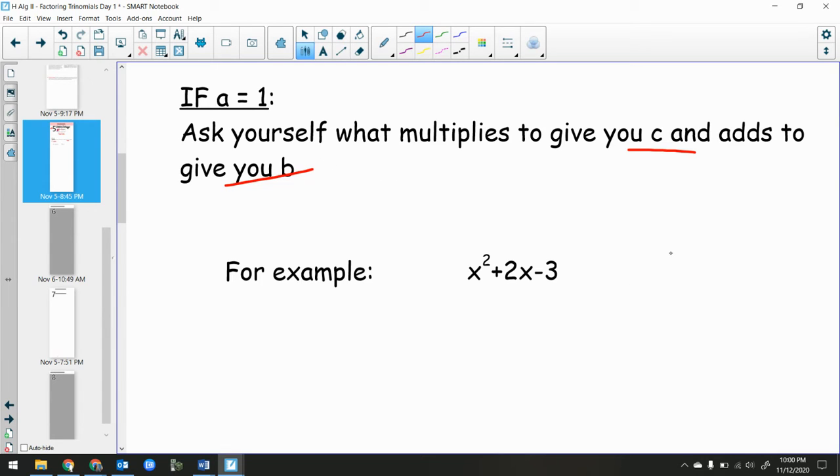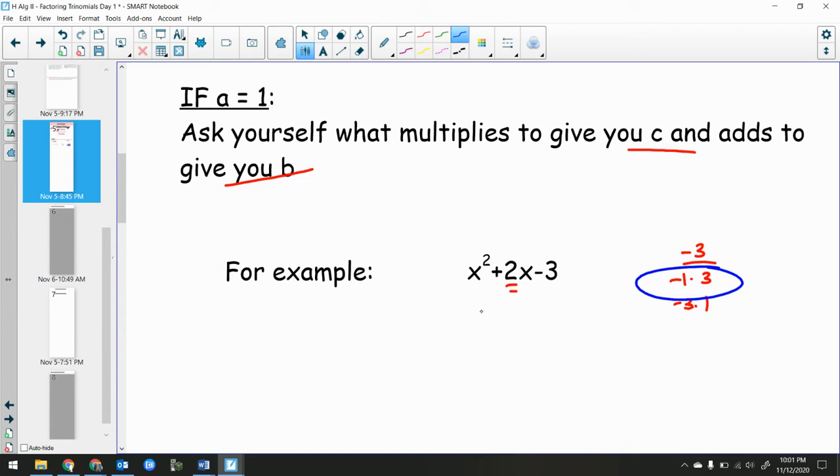So for example here, what multiplies to get us -3 and adds to get us positive 2? Well, let's list out my factors of negative 3. Negative 1 times 3, and negative 3 times 1, because 3 is prime, right? There's no more factors. So then we say, okay, which one of those adds to get me positive 2?